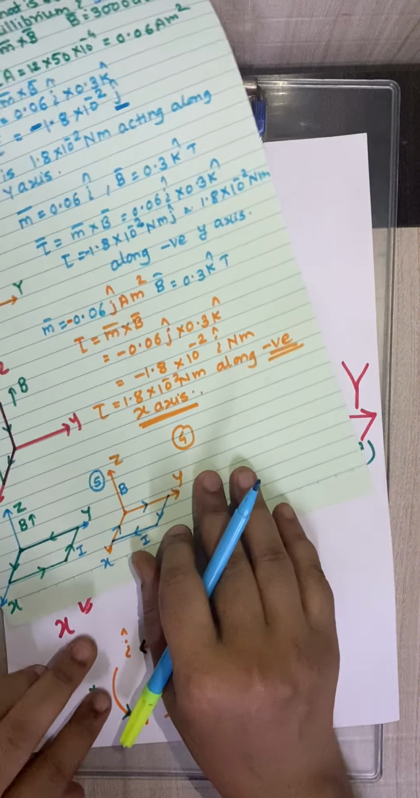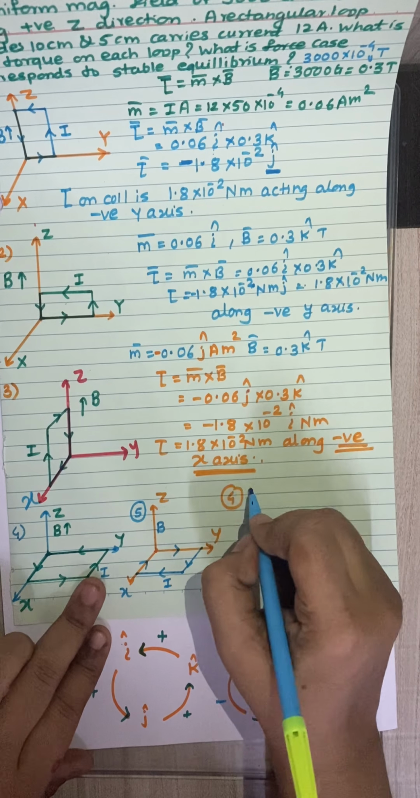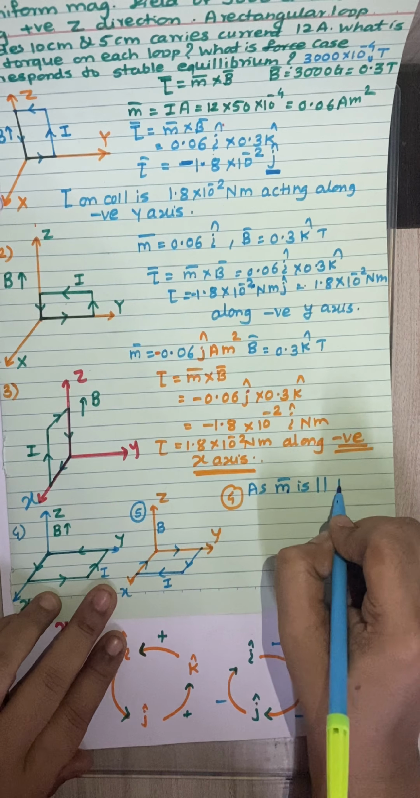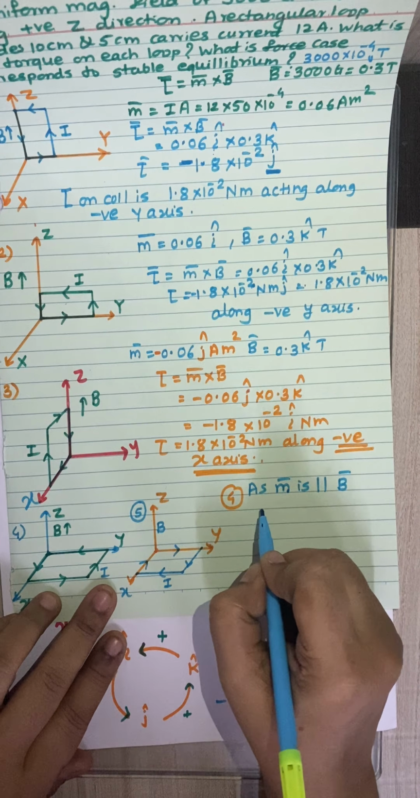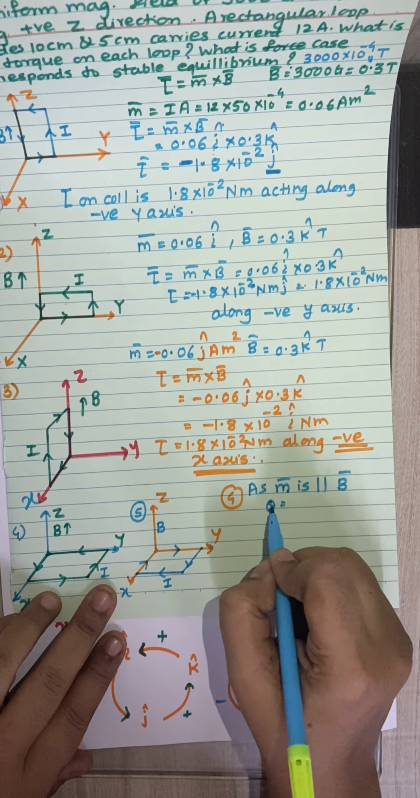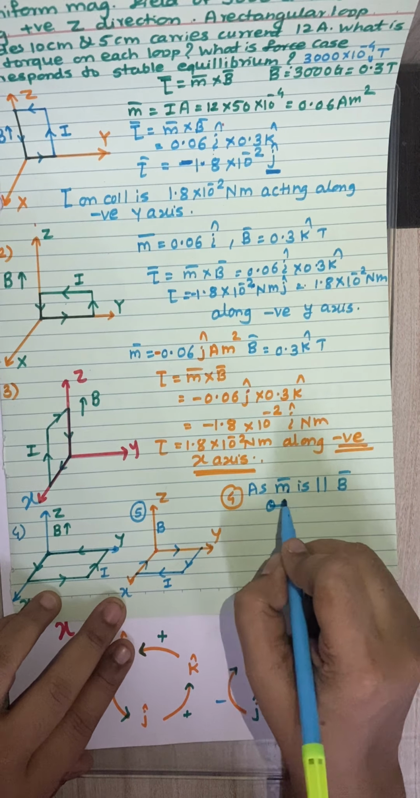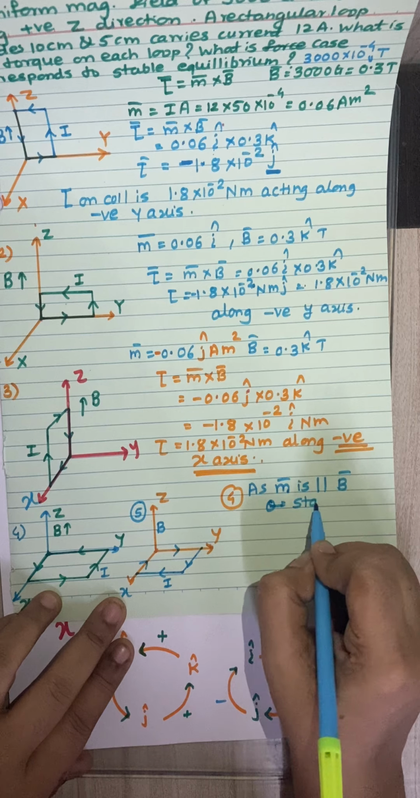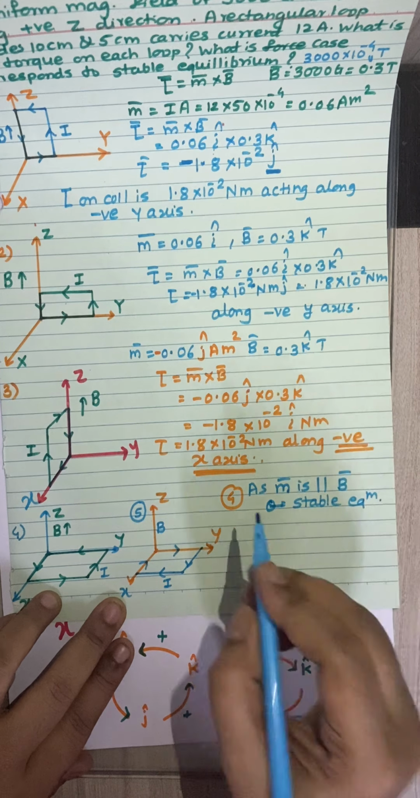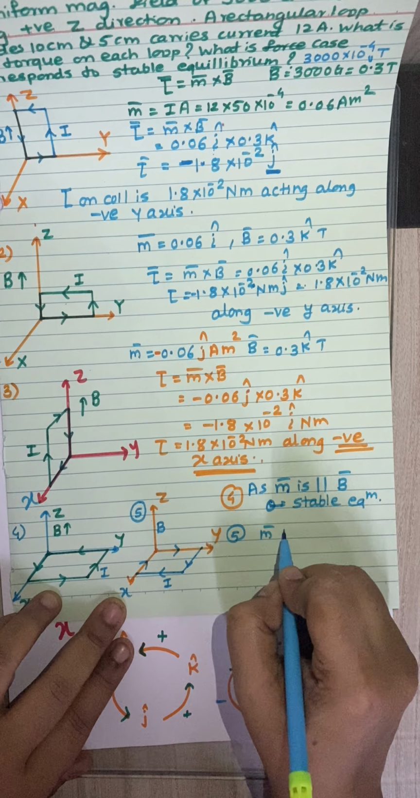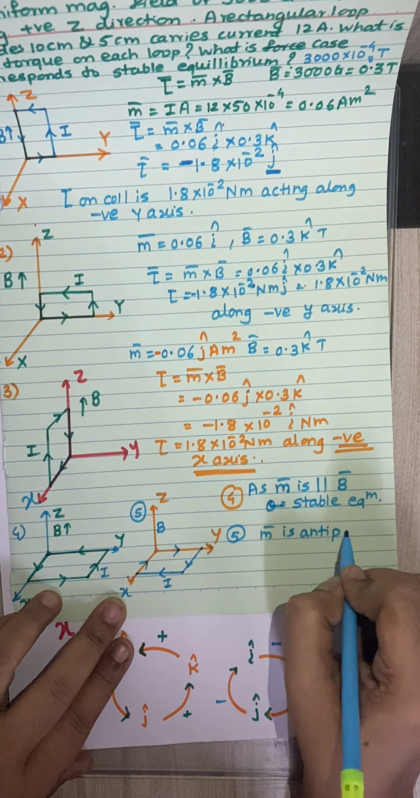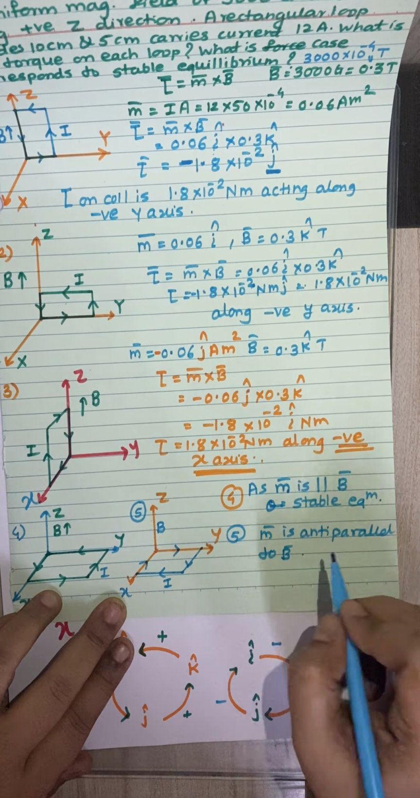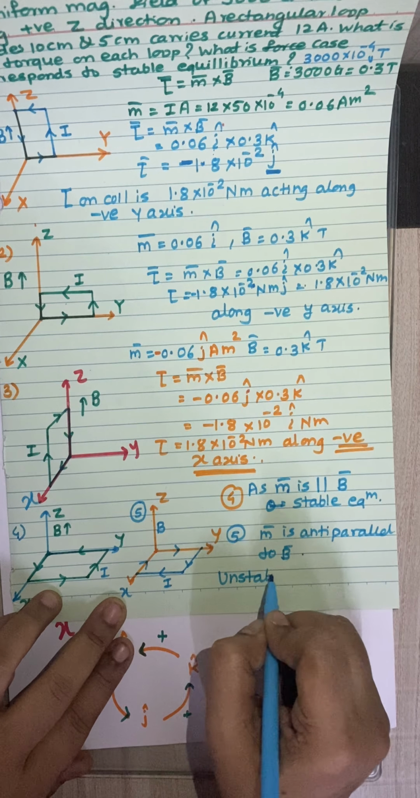So we will write down here, in the fourth case, vector M is parallel to vector B, and therefore theta is equal to 0, and this M is parallel to B, therefore it is called a stable equilibrium. And in the fifth case, M is anti-parallel to B, and therefore this case is called an unstable equilibrium.